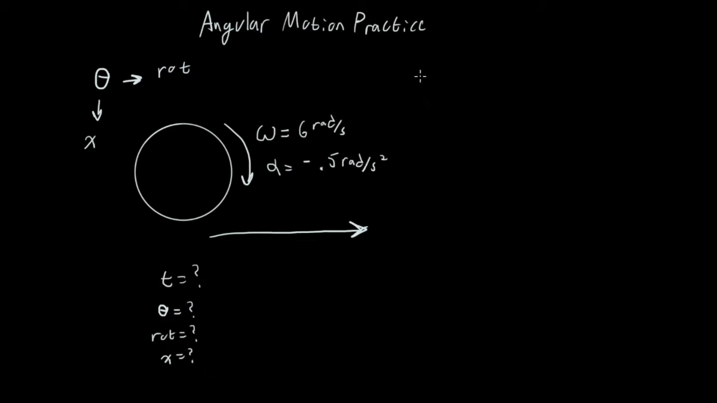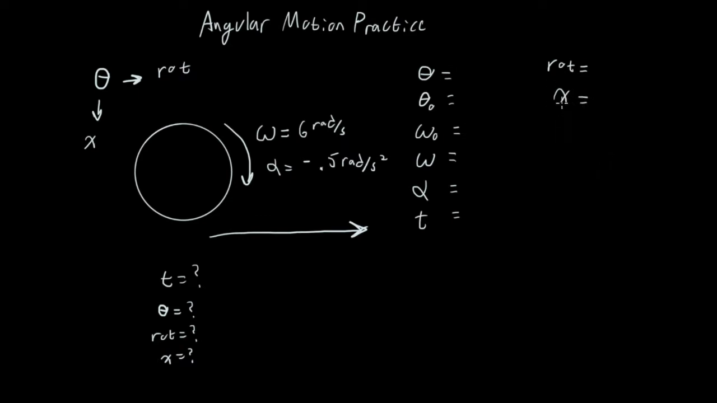So first off, let's make a variable list, just like we would for linear kinematics. And then to this variable list, let's add the other things we're looking for. We're also wondering about number of rotations, so let's put rotations. And then we're wondering about the linear displacement.